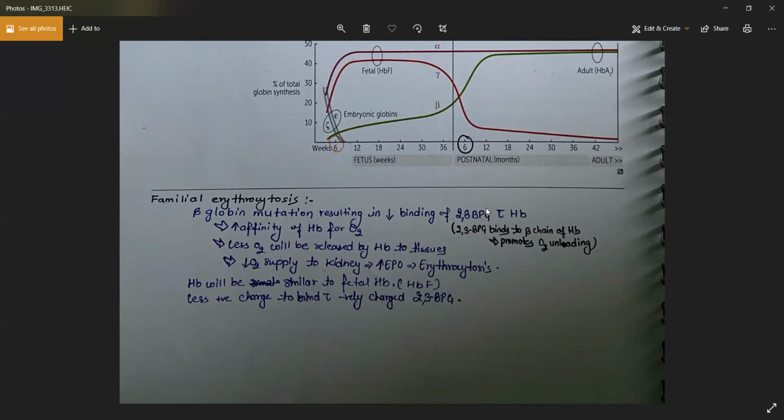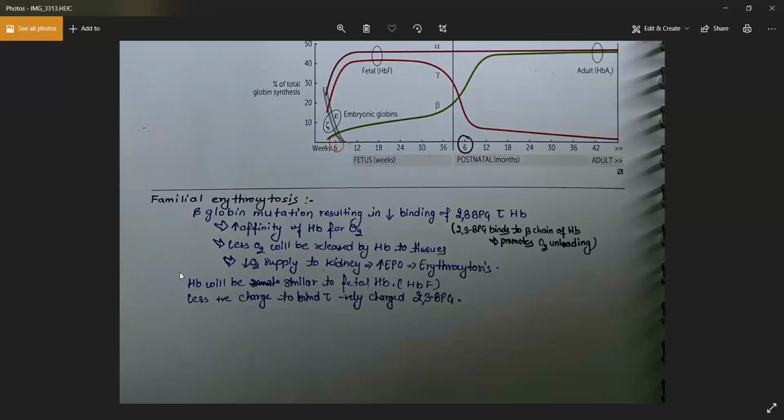When the tissue hypoxia happens, the erythropoietin will be released by the kidneys, right? And that leads to the erythrocytosis. As a result, these patients who have this kind of mutation will have a higher level of hemoglobin, a higher level of RBCs, like 7 or 8 million instead of 5 million.